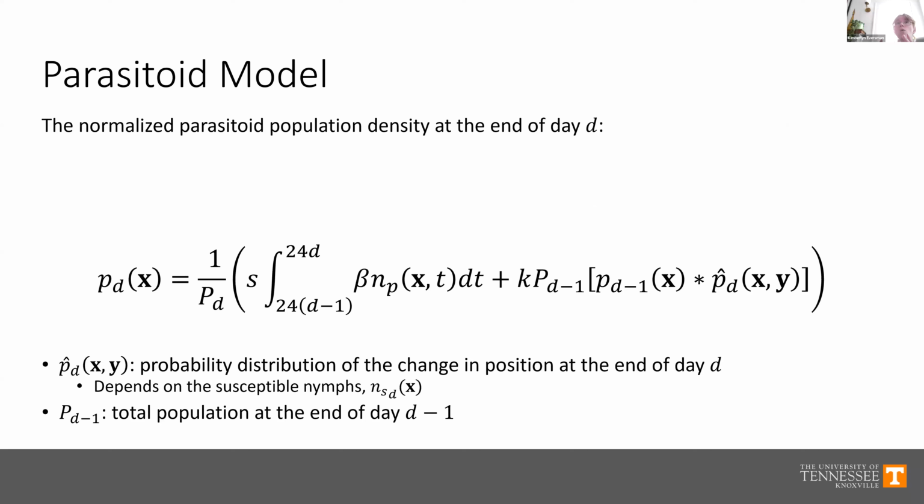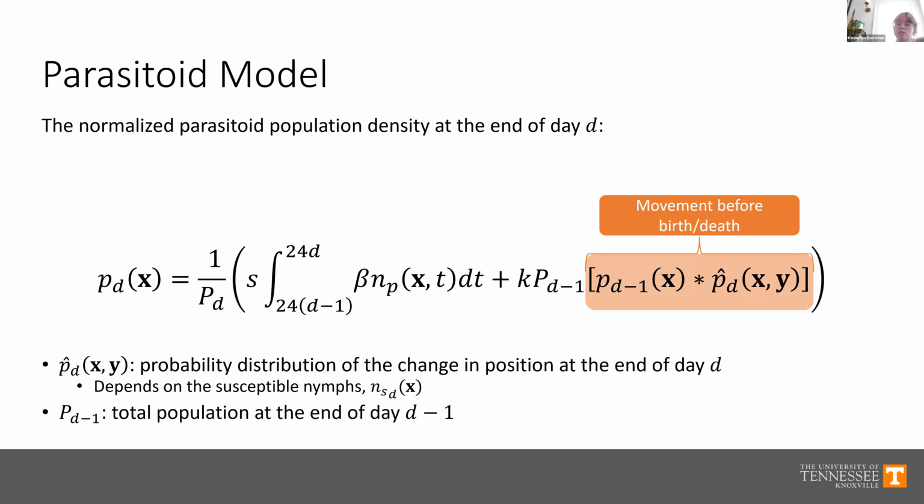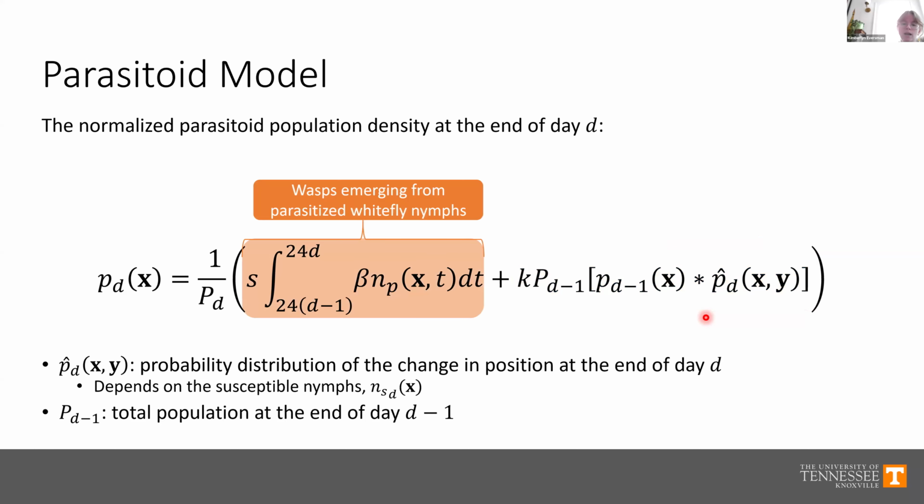So to actually figure out what the population density is at the end of each day, what we first do is we take our solution from the end of the previous day and convolve that with our change in position here. And that gives us where they moved before we consider any sort of births or deaths. So we move them and then we decide, okay, who survives from one day to the next. And then we also have wasps emerging from those parasitized nymphs. And that gives us the parasitoid population density at the end of day D.